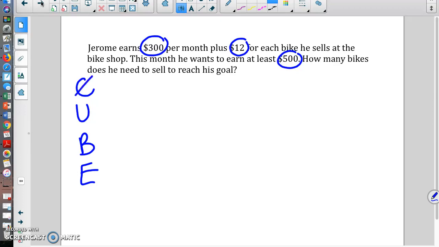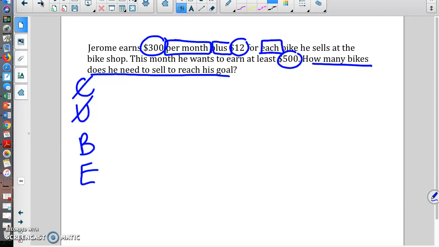So we circle our numbers. We underline our question. How many bikes does he need to sell to reach his goal? We don't know how many bikes. So now we need to box our math words. That's $300 per month plus $12 for each bike.